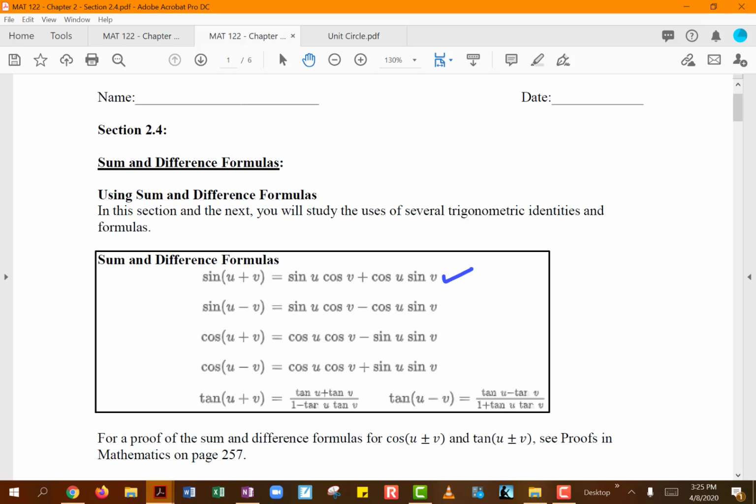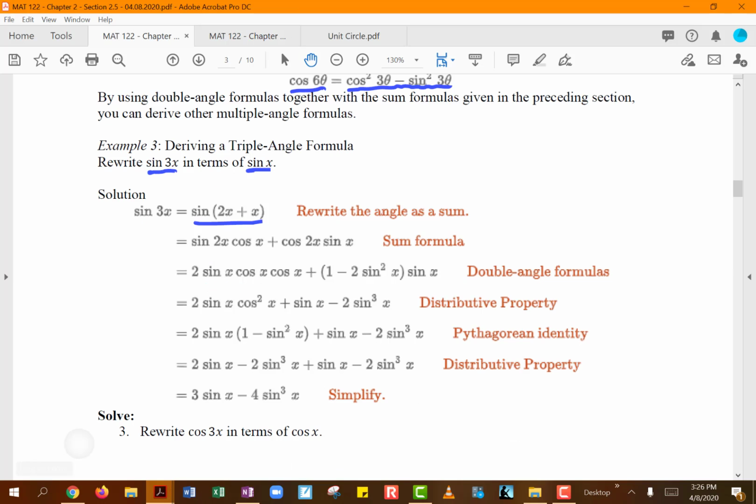So let me actually show you that really quickly. They're using this formula right over here to rewrite the expression here in our example 3. So sine of u cosine v plus cosine u sine of v. And that's what we have here. So sine of 2x cosine of x plus cosine of 2x sine of x. Okay? And then for sine of 2x, they are using your double angle formula over here. This cosine of x is the same from the above.